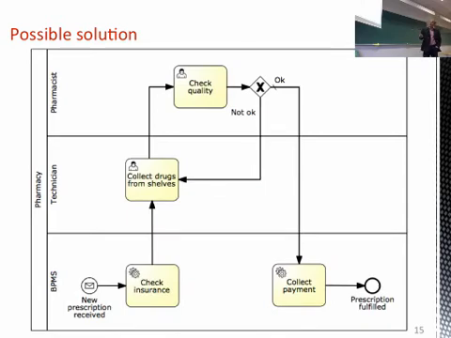We check the insurance, we collect the drug from the shelf, we check the quality, and the next thing is, boom, we collect the payment. Whether this is a manual task or an automated task will depend on what level of automation you can achieve. So we started from something, and we ended up with something quite different, more refined, with fewer tasks in some cases. In other cases, we're not going to add tasks, but rather merge or split.